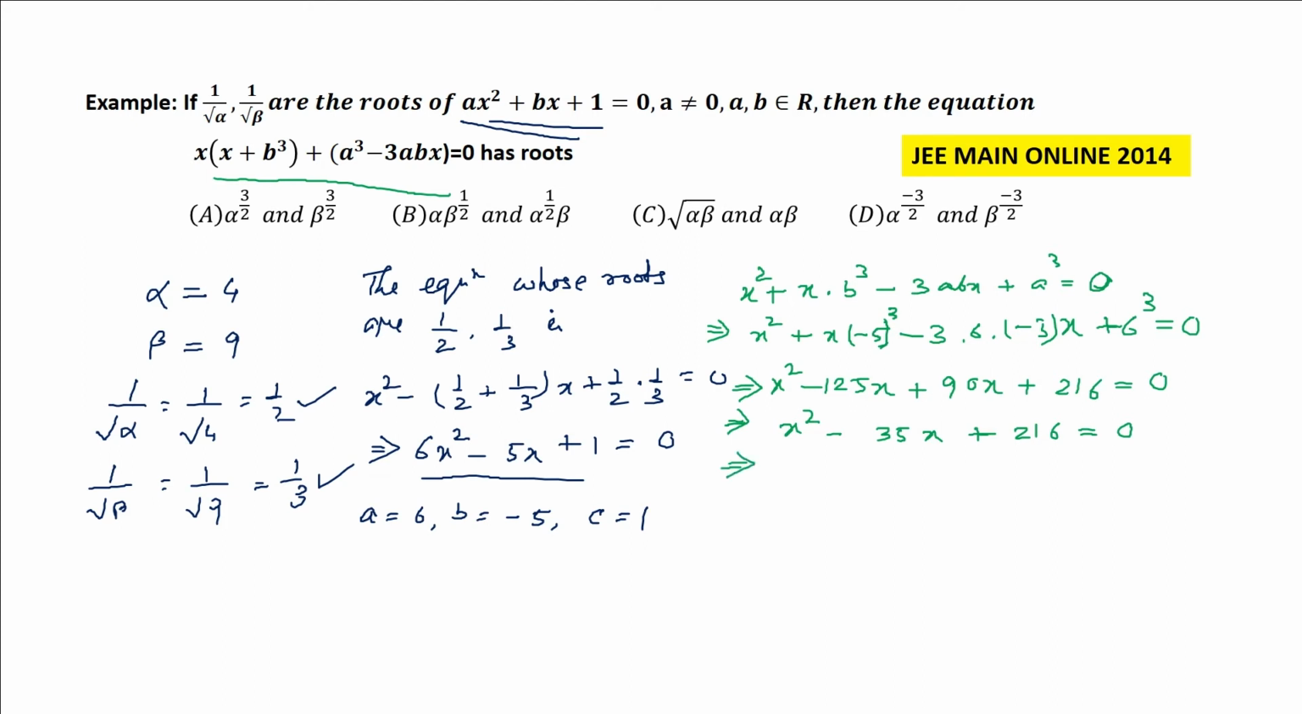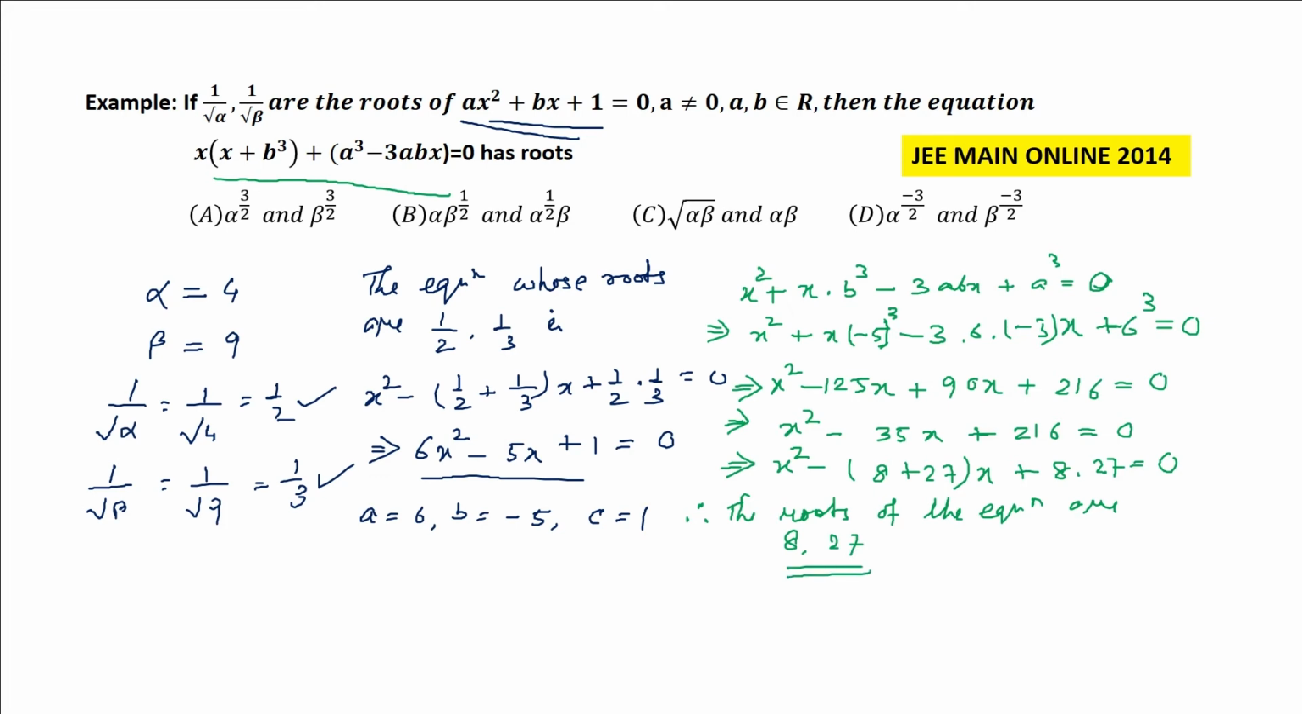So here we can rearrange the equation as x square minus (8 plus 27) into x plus 8 into 27. Therefore, the roots of the equation are 8 and 27, the two roots.